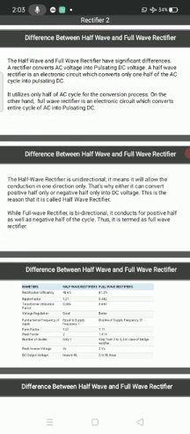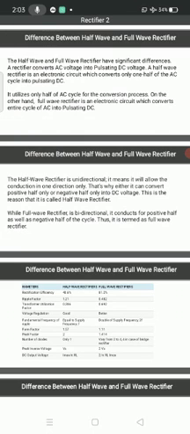See here, the half wave rectifier is unidirectional. It means it will allow the conduction in one direction only. That's why it can convert either the positive half cycle or the negative half cycle only into DC voltage. This is the reason that it is called half wave rectifier.